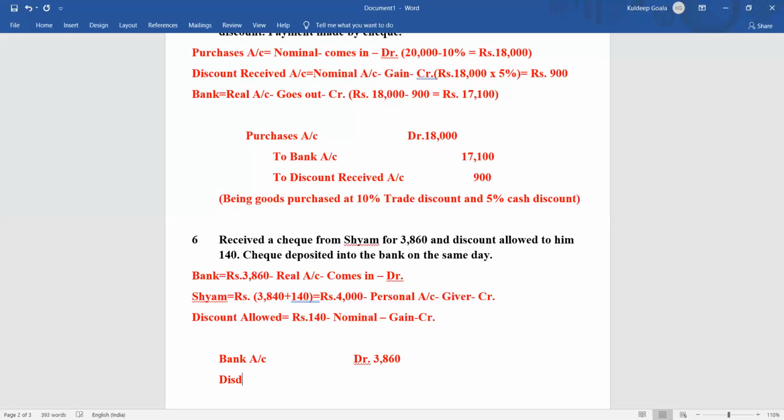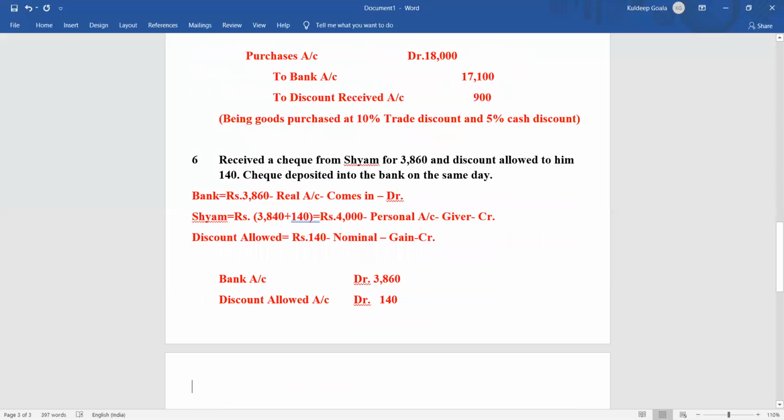Then comes discount allowed. So discount allowed account will be debited. How much will the discount allowed account be debited? 140 rupees. Then that will be credited in which account?